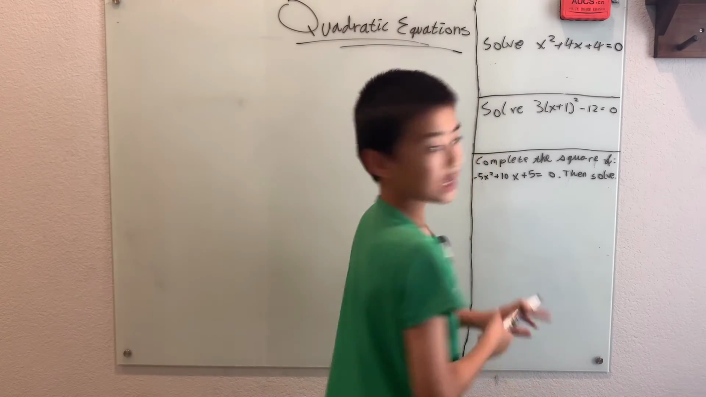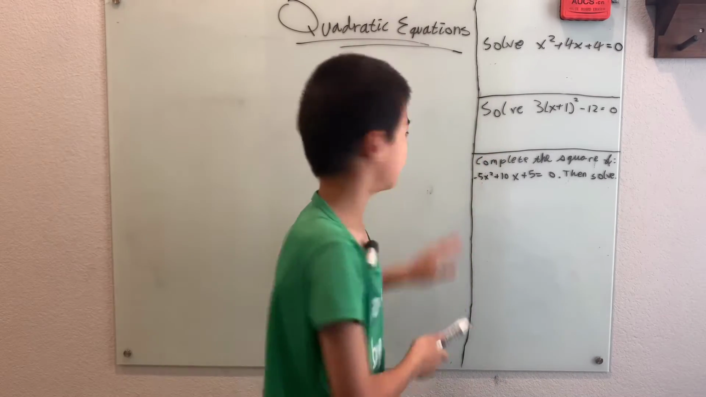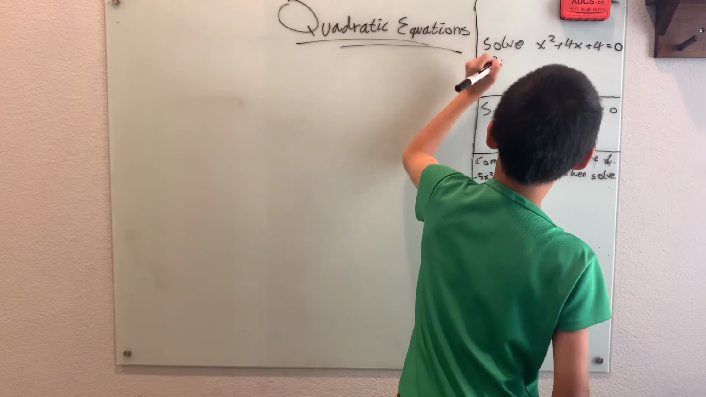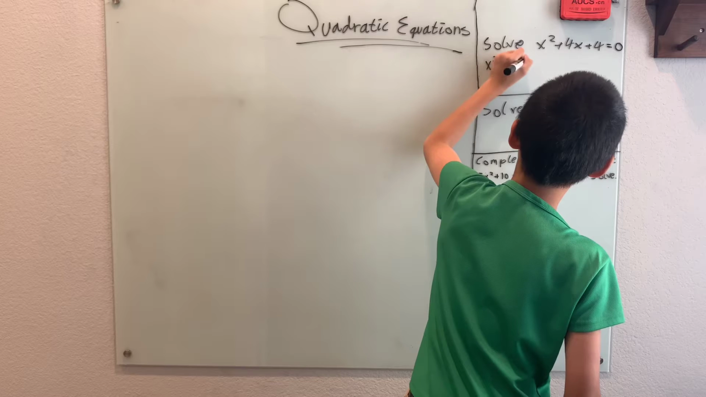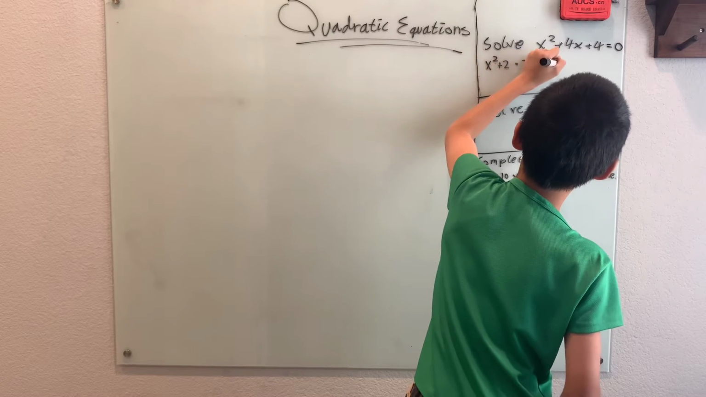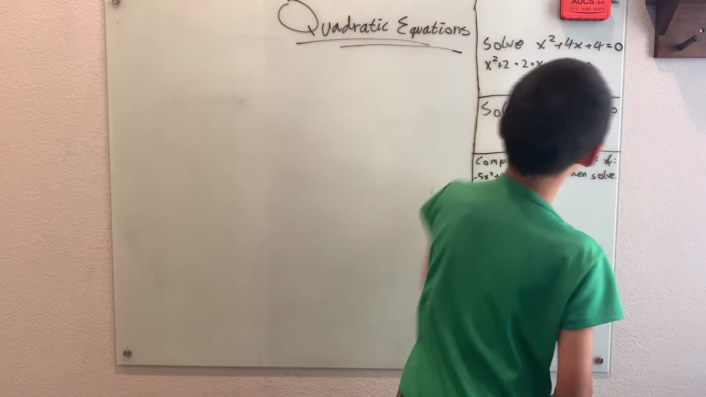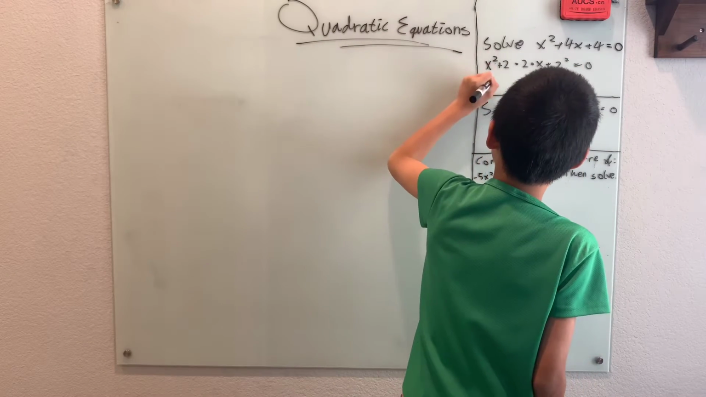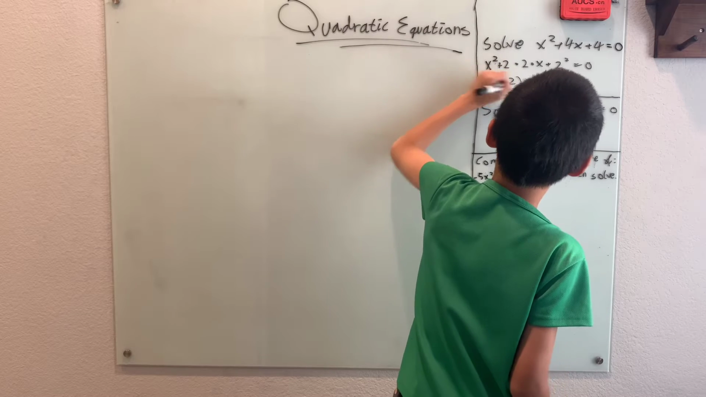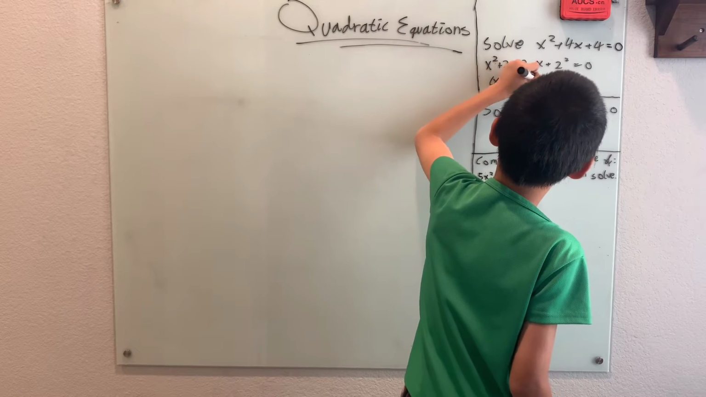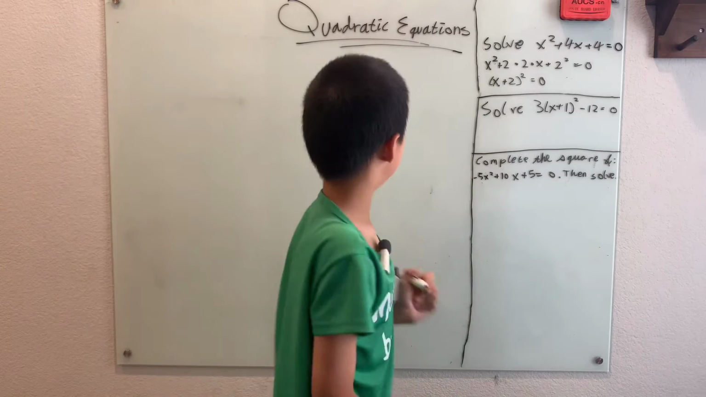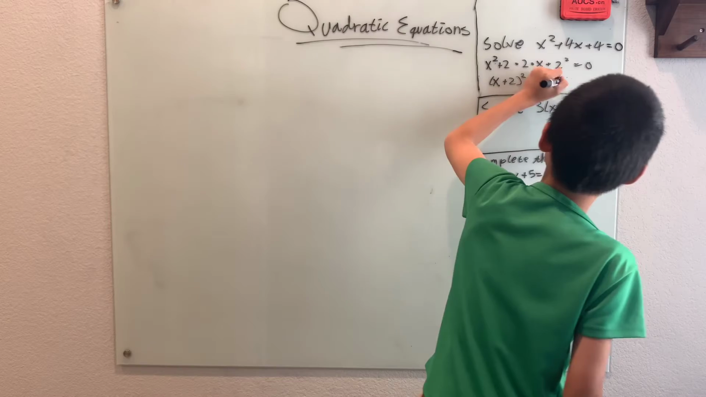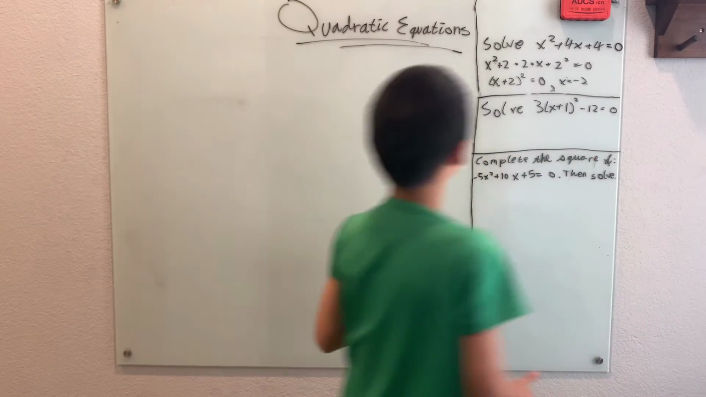Instead of taking this through the whole factorization machine, we can just say that this is x squared plus 2 times 2 times x plus 2 squared is equal to 0. So this whole thing here is just the square of x plus 2, and it's kind of awkward writing like this because I'm left-handed. So x is -2.